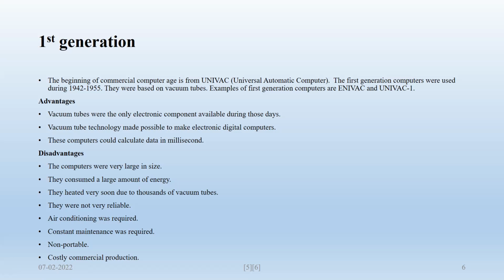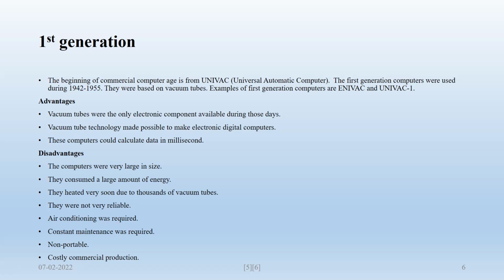So advantages of first generation computers: vacuum tubes were the only component. Vacuum tube technology made it possible to make electronic digital computers. These computers could calculate data in milliseconds. Now, our first generation PC can resolve 1000 instructions per second. Millisecond means 1000 instructions per second. Can a human being resolve 1000 instructions per second? No. So it's still better.